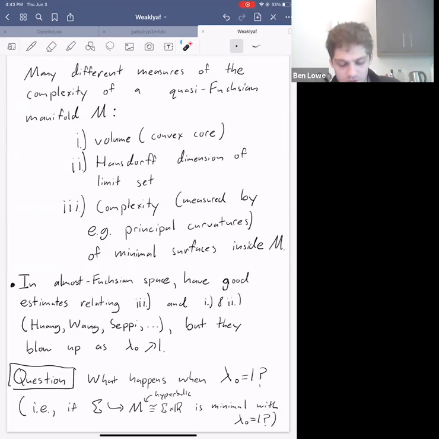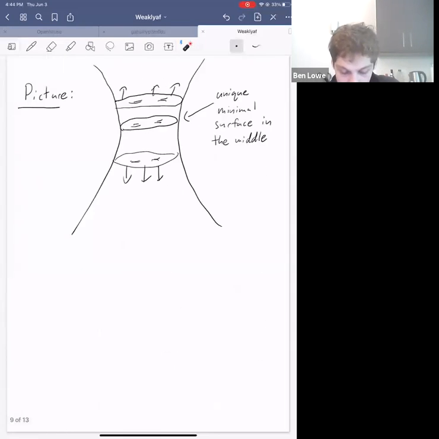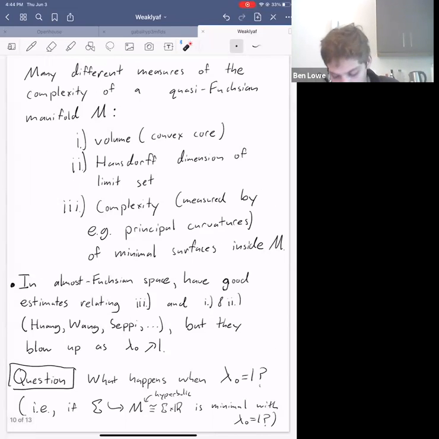Yeah, and so I'd say these coarser measures of complexity, like 1 and 2, and there are also a bunch of other ones, have been pretty well studied, but just relating the principal curvatures to these other measures of complexity, I guess. In almost Fuchsian space, there's a good picture that you have, but in general, as you try to go beyond almost Fuchsian space and look at the rest of quasi-Fuchsian space, where you maybe have minimal surfaces that don't have maximum principal curvatures less than or equal to 1, then it's harder to say things. So that's what the rest of this talk is going to be about.